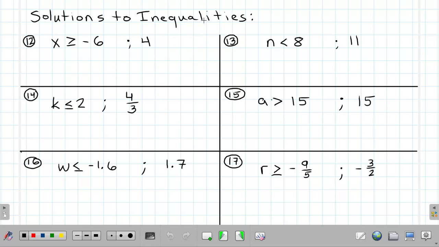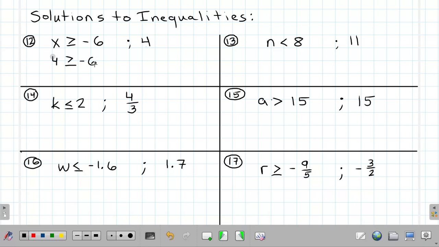So what we're asked to do in this section is it says to state whether the number is a solution to the given inequality. Well, what does that mean? Well, that means if we look at number 12, they tell us x has to be bigger than or equal to negative 6. So x is greater than or equal to negative 6. So what it's asking here, it's saying, is 4 an answer to this inequality? Well, how can we tell? Well, we just plug in 4.